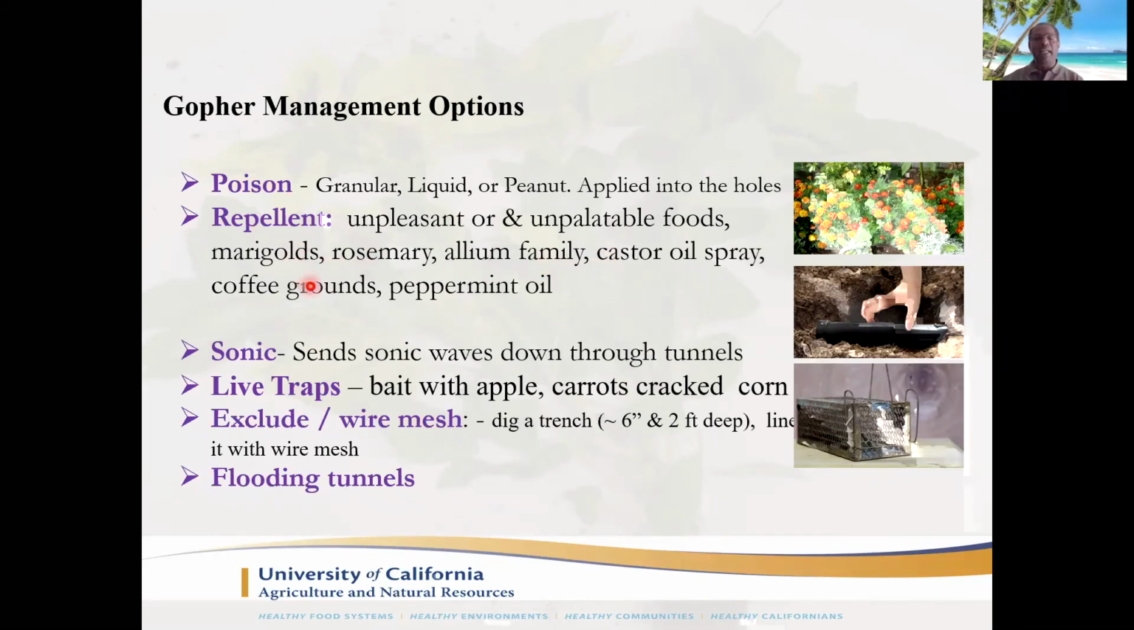Look at this plant: marigold, rosemary, or allium, onion or garlic based, castor oil, coffee grounds, peppermint oil. Gophers don't like anything that burns their nose or their mouths, okay? So you can use those and apply around the plants or on the plants. And then something that creates sound or a wave, live traps. And this one is something that you would need to place around the mounds or the tunnels.